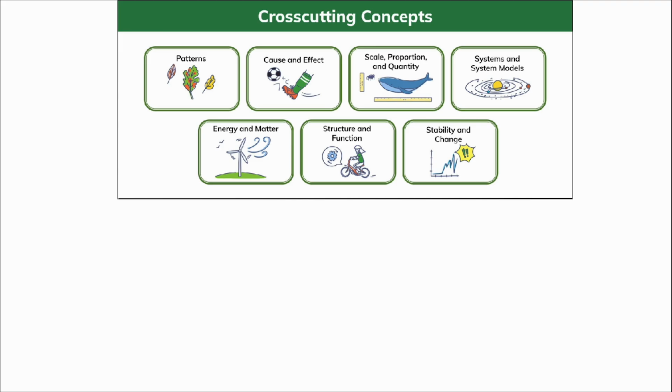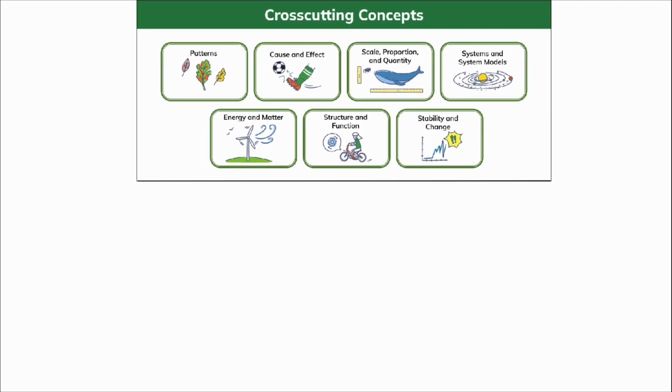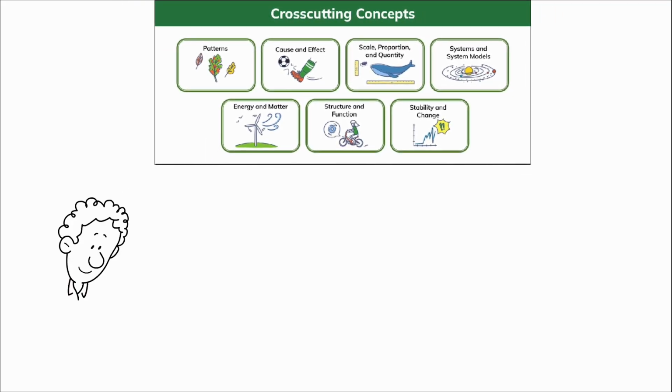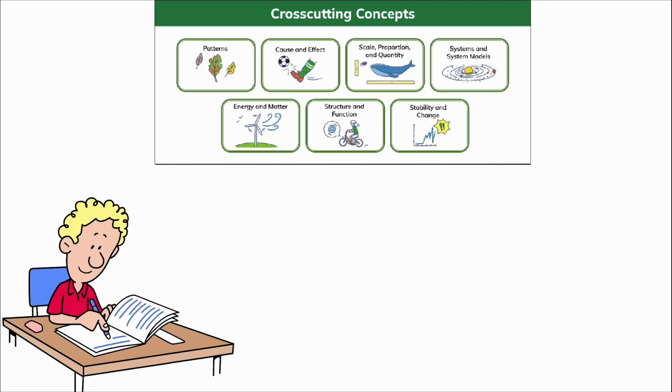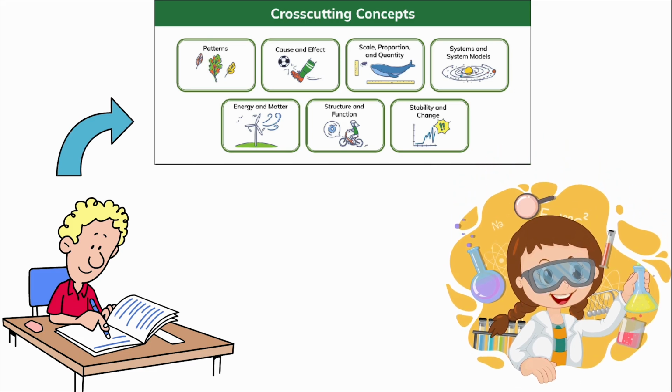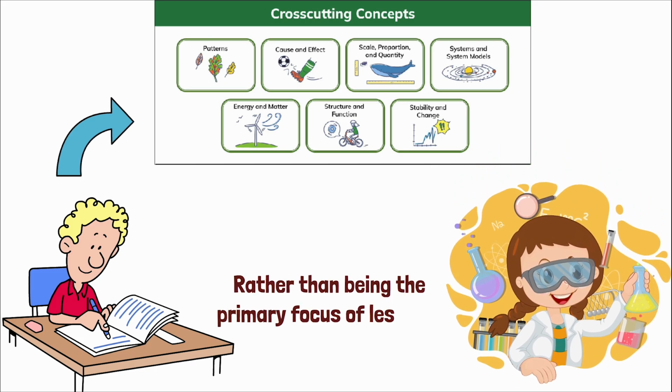Cross-cutting concepts are integral to understanding science and engineering. These concepts connect disciplinary core ideas and help students develop a coherent scientific worldview. They are essential for fostering a deep understanding of science rather than being the primary focus of lessons. Cross-cutting concepts include recognizing patterns, cause and effect, and understanding systems and system models.